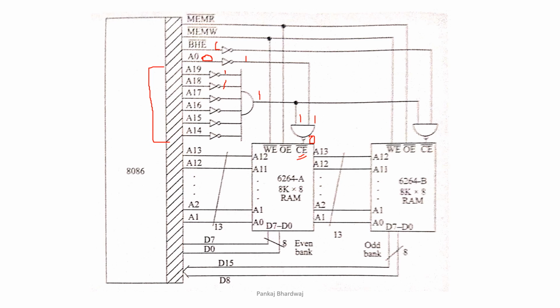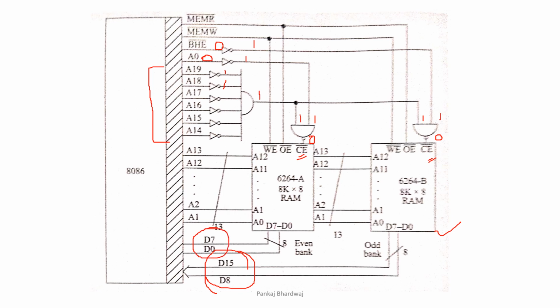Similarly, BHE is 0 initially, as an example. So after passing through an inverter, this will be 1, that means this is 1, and this 1 is connected to this also. So this 1 and 1 passing through a NAND gate, this will become 0, so this chip is also enabled. So both of the chips are enabled. We say that it is an odd bank because it is connected to the higher order data bus, and it is even bank because it is connected to the low order data bus.